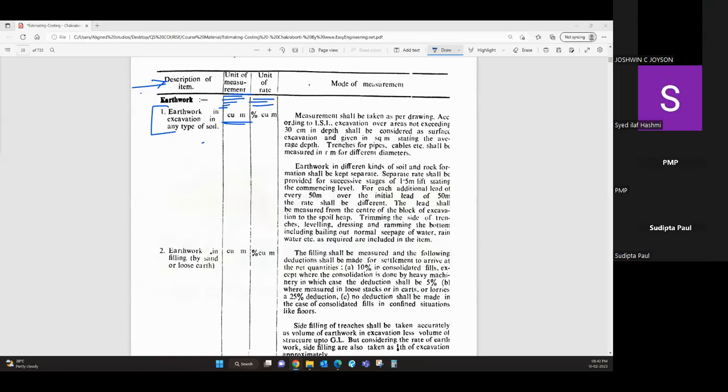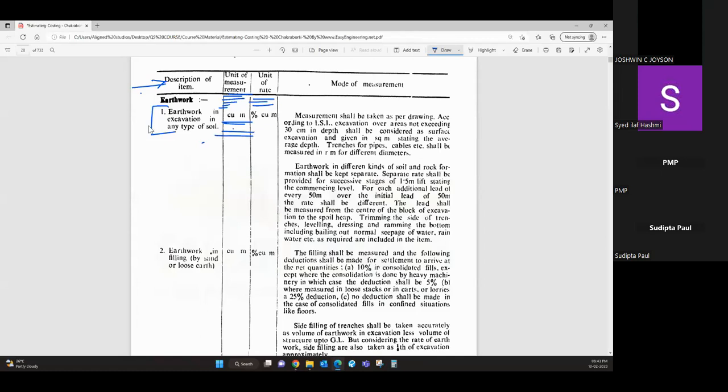Sorry guys, I guess there was a network issue or something due to which I was just out of the meeting. So we had just discussed what the modes of measurement are. Now, what is a mode of measurement? See, there are different activities for a construction site. It can be excavation, it can be earthwork filling or anything. So every element has to be measured in a certain unit.